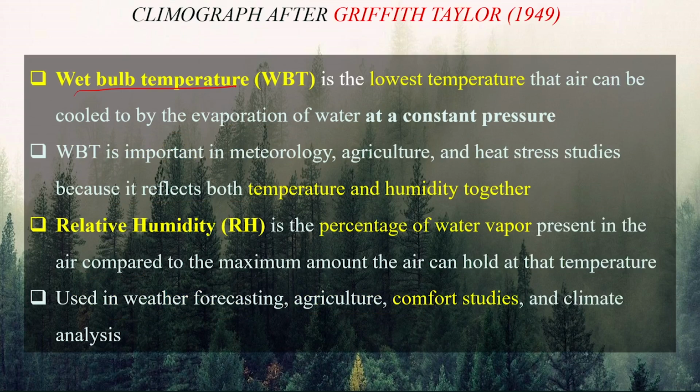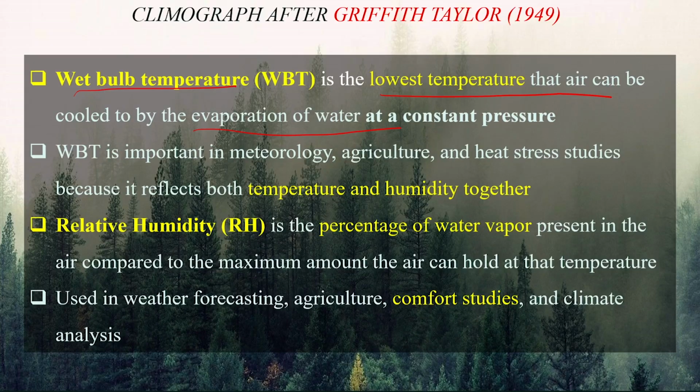Wet bulb temperature is nothing but the lowest temperature that air can be cooled to by the evaporation of water at a constant pressure. Wet bulb temperature is very important because it is a combination of two factors, that is temperature and humidity. So, it is very useful for Taylor to understand the exact climate condition prevailing in a particular region.